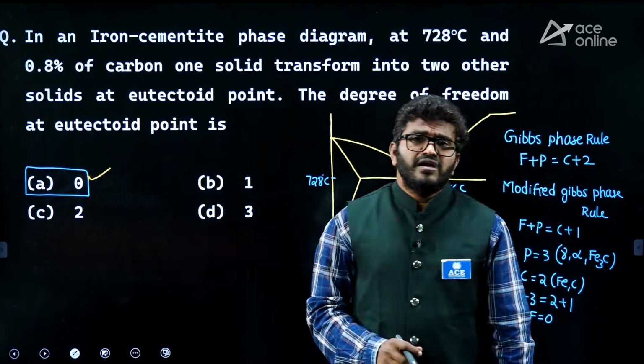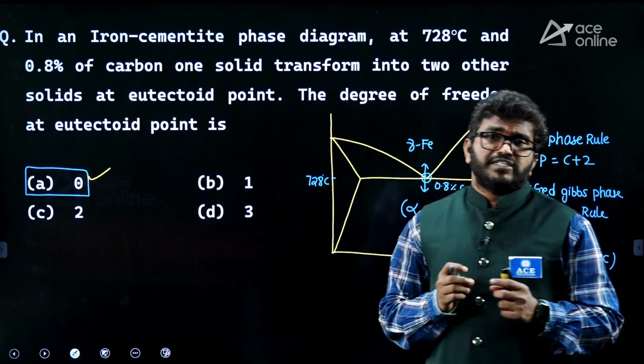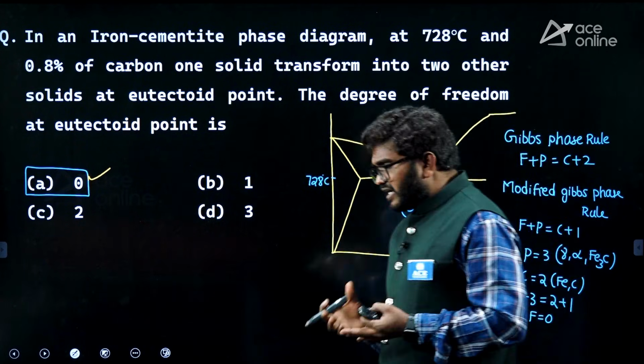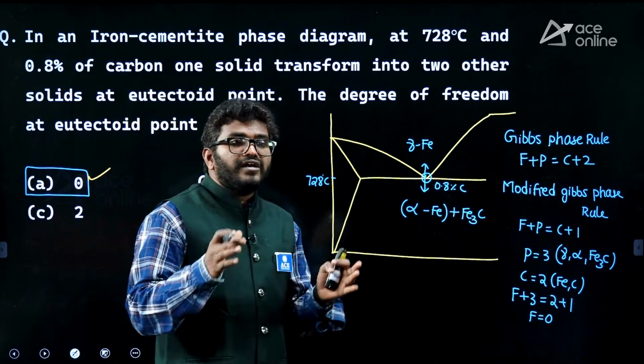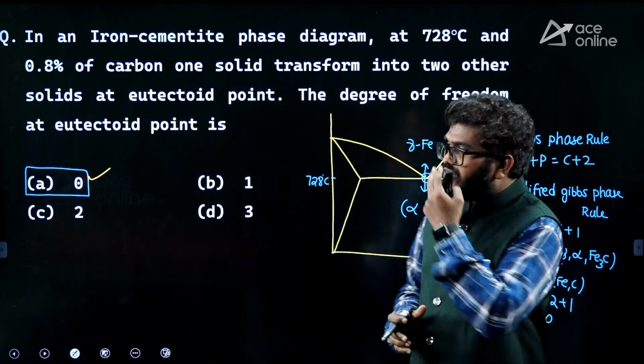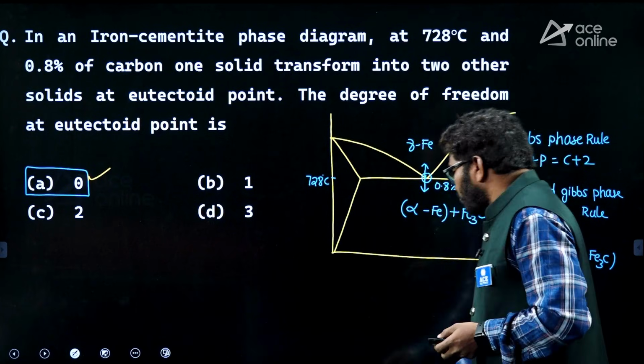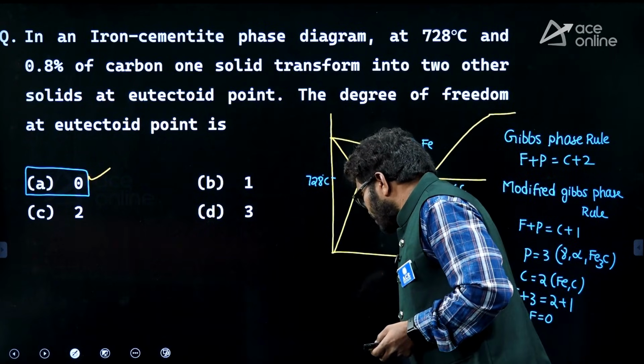So remember, at an equilibrium reaction point, you can take a peritectic point, eutectic point or eutectoid point, the degree of freedom is 0. I hope everyone understood this question. Okay?